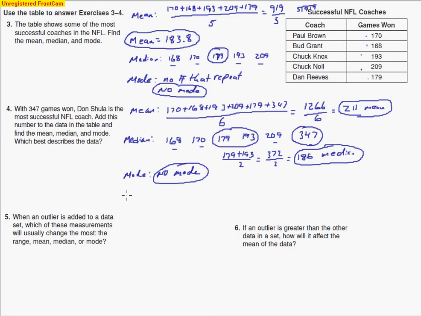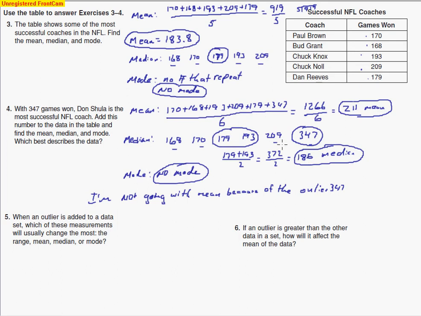So typically I'd use the mean, but I'm not going with the mean, and the reason why is because of the outlier, 347. So I'm not going with it because of this outlier here. And so instead, I'm going to go with one of these two, the mode or the median. Well, since there's no mode, we've got to go with the median.